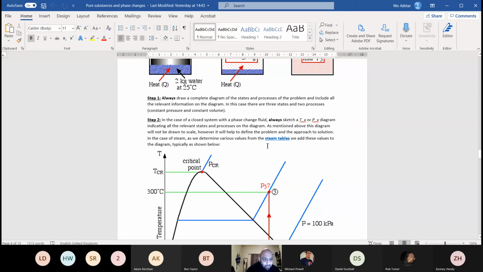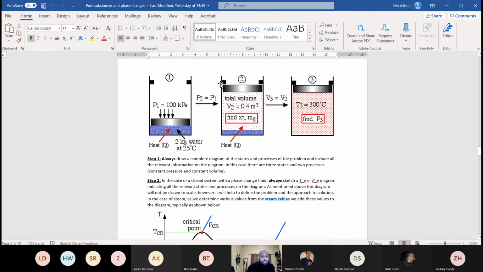Always draw a complete diagram of the states and processes of the problem and include all the relevant information in the diagram. In this case, there are three states and two processes, constant pressure and constant volume. So it's always good to draw the diagrams as we've done here. Now, if you look here carefully, look at the wording. The wording is really important, because what it's saying is pressure in two is the same as pressure in one. So these two at the moment have the same amount of pressure. So whatever that pressure is, that's going to be that pressure here.